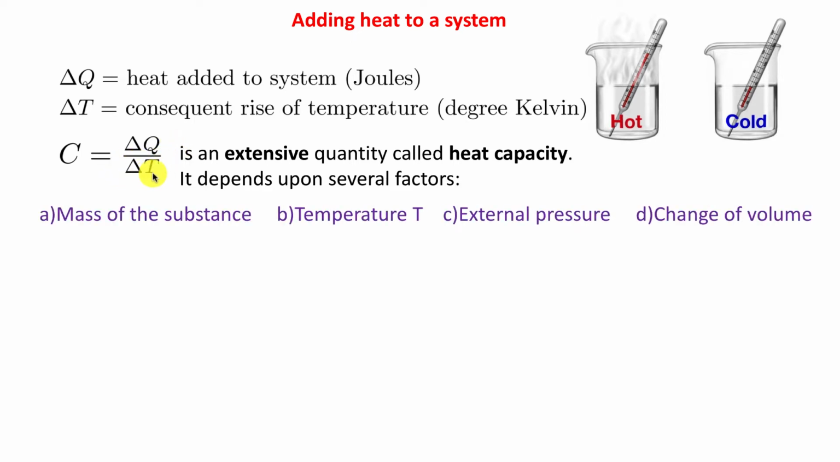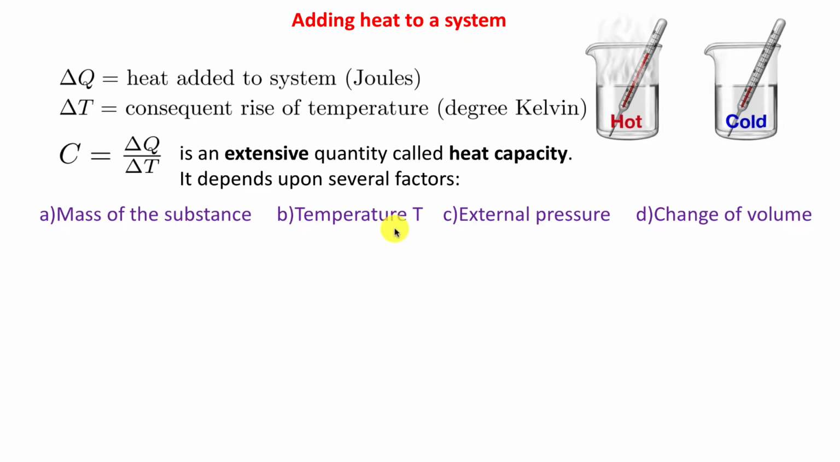And that will depend upon several factors. First of all, the mass of the substance or the system. So if you add delta Q to a small amount of water, the rise in temperature will be greater. If you double that mass of water, then the rise of temperature delta T will be only half as much. So bigger things have greater heat capacity. Makes a lot of sense.